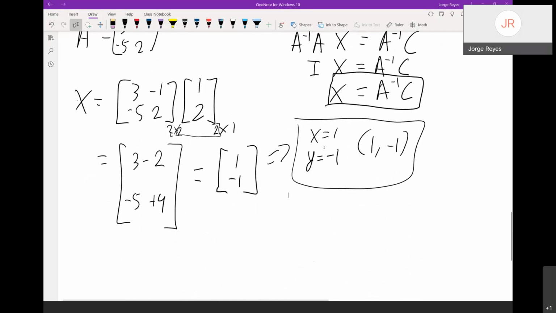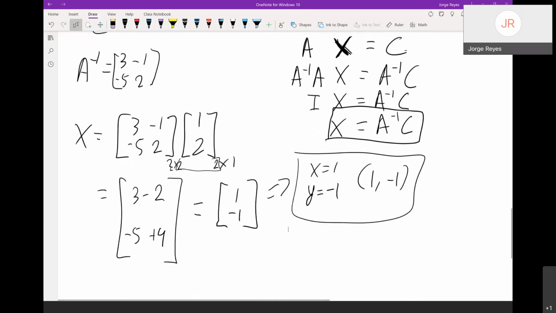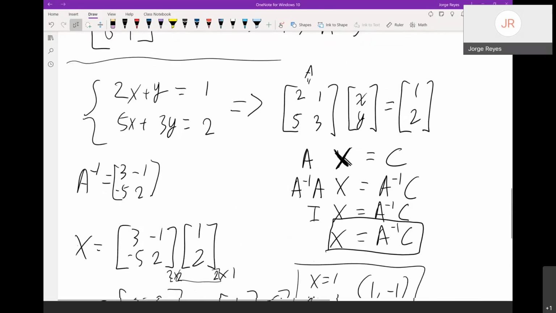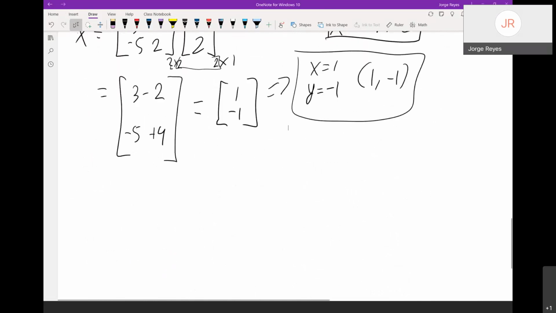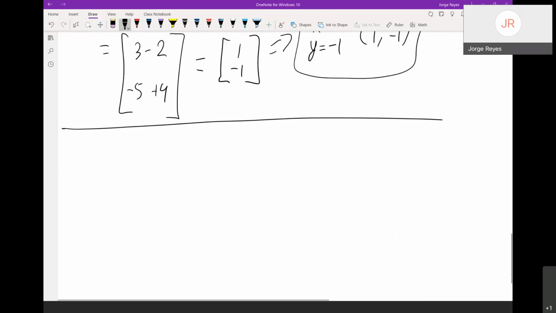Now the next question you should be asking me is, what if I don't already know the inverse? That's a good point. We're going to start with inverses of 2 by 2s because those are special. So an inverse of a 2 by 2 matrix.